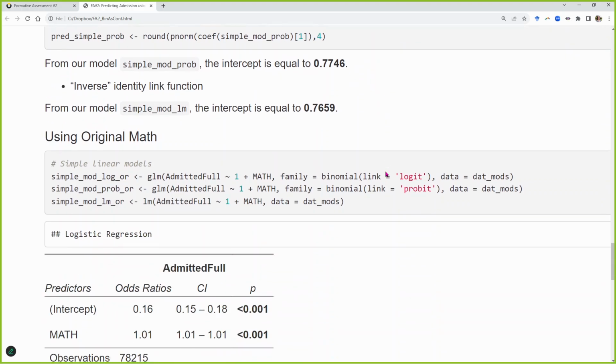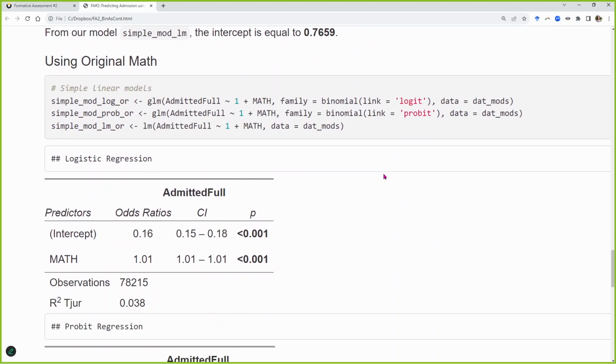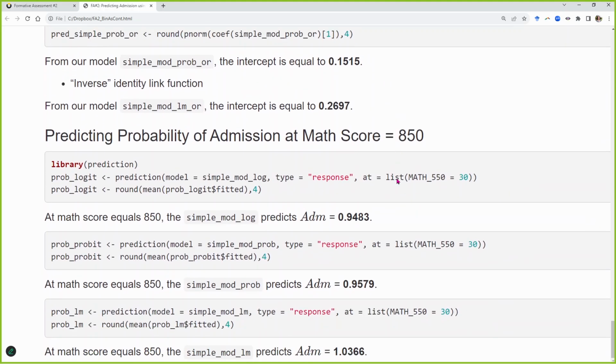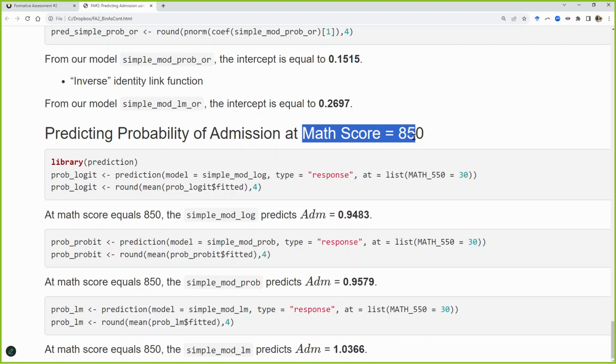Okay? Then I wanted to break this to show you what's the problem with boundaries. So what I did, I tried to predict what's the probability for someone at the maximum score, 850 in our data. And this is interesting because look at these results. For the logit results, for the logistic model, the probability would be almost 94. For the Probit model, almost 95. However, for the linear model, that would be over 1.